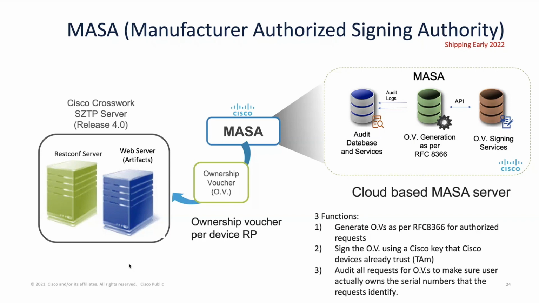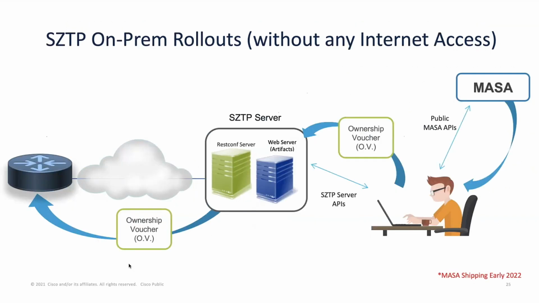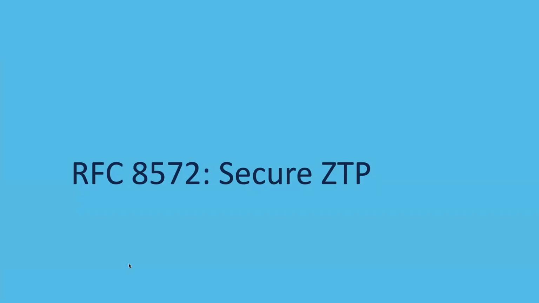And that way you have a way to create a trust chain for certificates that will be accepted by the device in the secure ZTP workflow. And of course, you can use the APIs directly to also be able to push these ZTP servers for on-prem rollout. So you don't necessarily need internet access just to get to the MASA service in all cases. So there are several automation options available here.